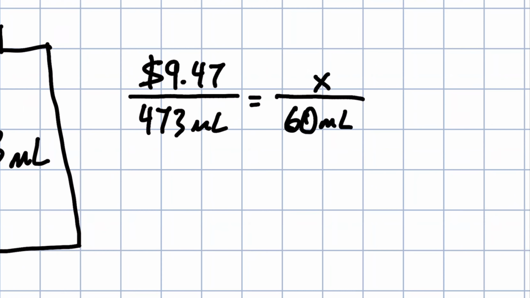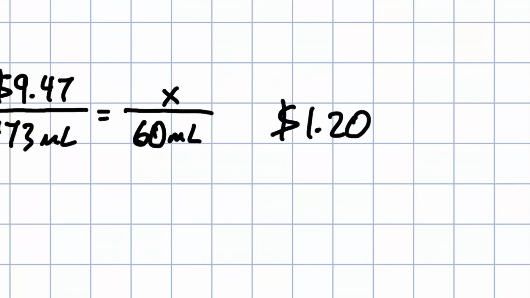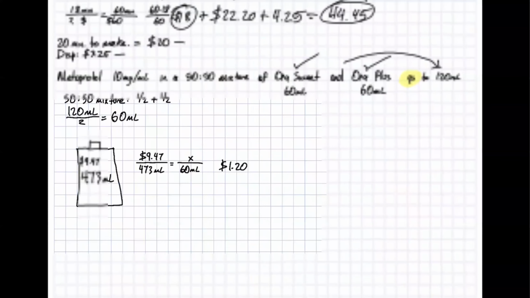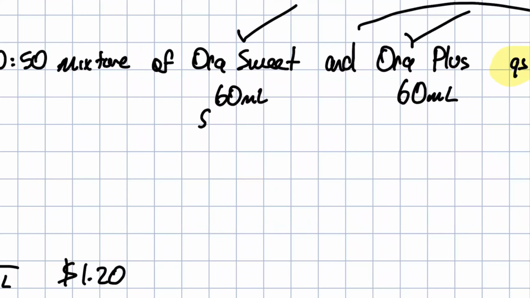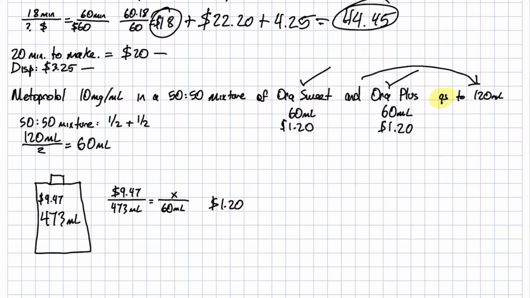Okay, so once again, calculator, 9.47 times 60 divided by 473. And you get 1.20. So the cost of the ingredients is $1.20. Okay, so that's how much you need to charge for your Aura Sweet. And just remember, the cost of your Aura Sweet and Aura Plus is the same, so the Aura Plus is going to cost $1.20 as well. So boom, that is Aura Sweet and Aura Plus.